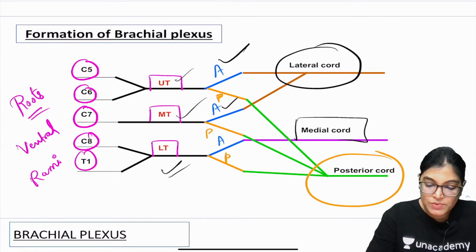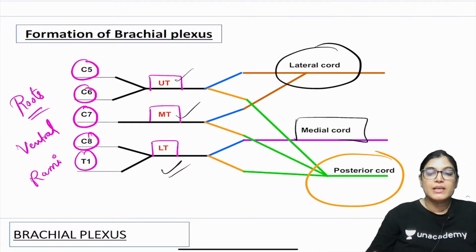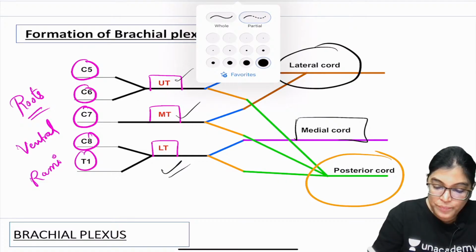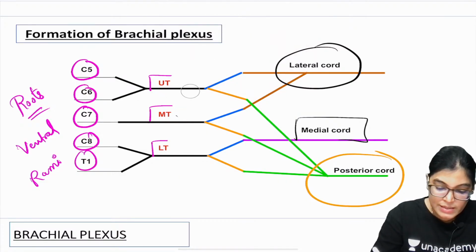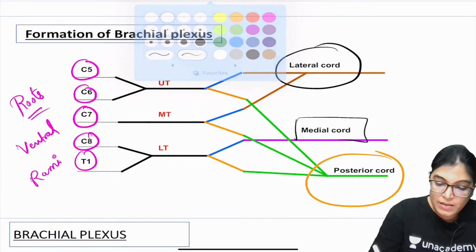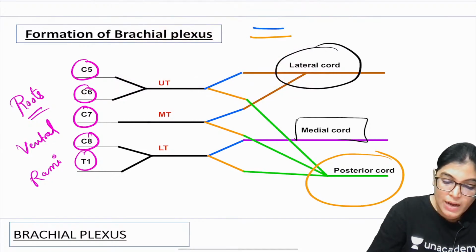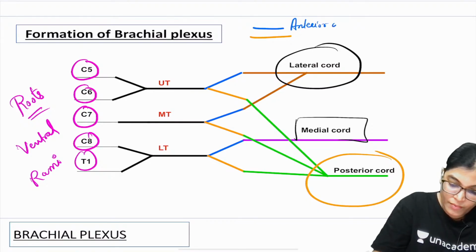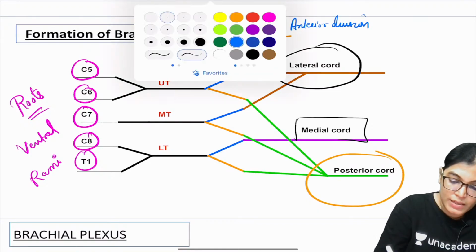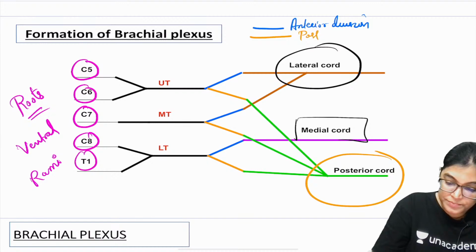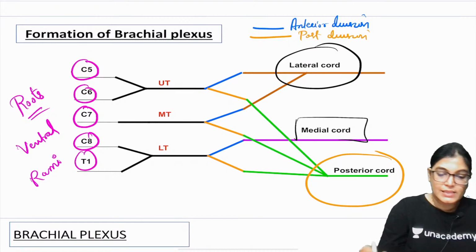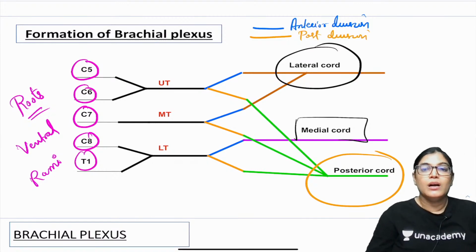Actually, this diagram is very easy for you to understand the formation of brachial plexus, okay. This is very easy to understand the formation. So, you can use blue color and yellow color. Blue color is for anterior division and yellow color is for posterior division. So, you will understand the formation of all the cords.